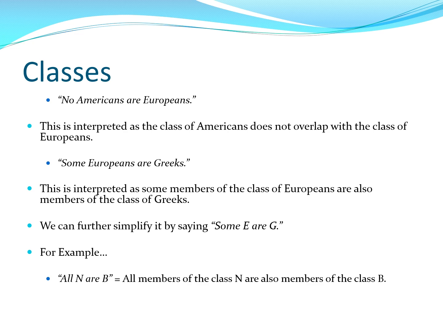More examples. Here it says, no Americans are Europeans. This is interpreted as the class of Americans does not overlap with the class of Europeans. Next example, some Europeans are Greeks. This is interpreted as some members of the class of Europeans are also members of the class of Greeks. We can further simplify it by simply saying some E are G. So, for example, all N are B equals all members of the class N are also members of the class B.